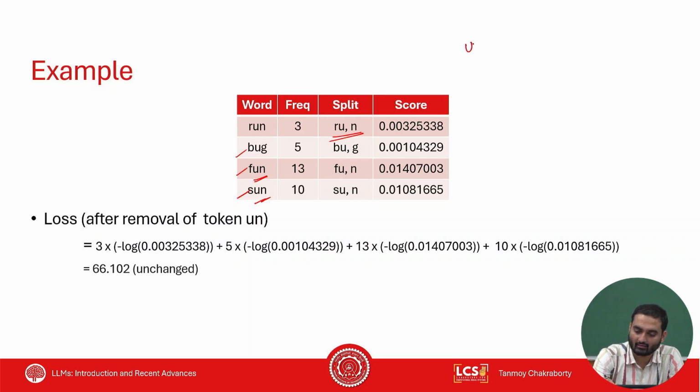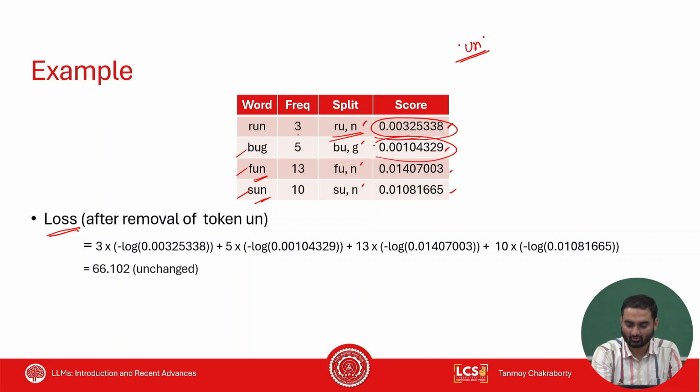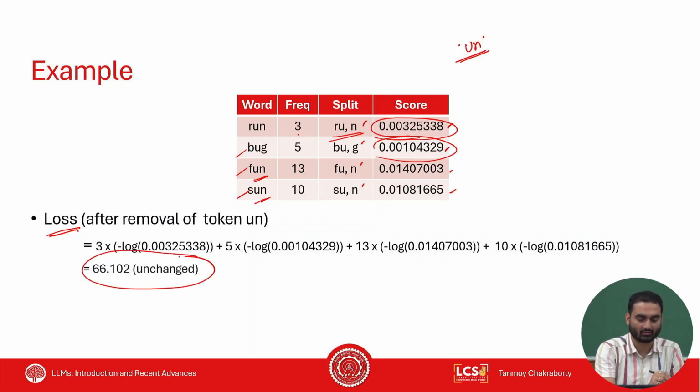So UN is a possible token from the vocabulary that I want to remove. If I remove it, these are the resultant best splits and these are the corresponding probabilities. Again, what is the total loss? The total loss with respect to the corpus is the frequency times minus log probability. So minus log of this, times 3, minus log of this, times 5, and so forth. So this is the total log loss now after removing UN.